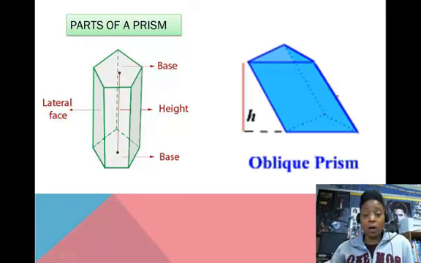This prism is what we call an oblique prism. It still has two bases. It has triangular bases, and it has three lateral faces. All of the rectangles are your lateral faces. And it also has a height, but because this is oblique, the height is measured as the altitude on the outside of the prism. So just keep in mind that there are other types of prisms. Our main focus is going to be on right prisms, this first one here.